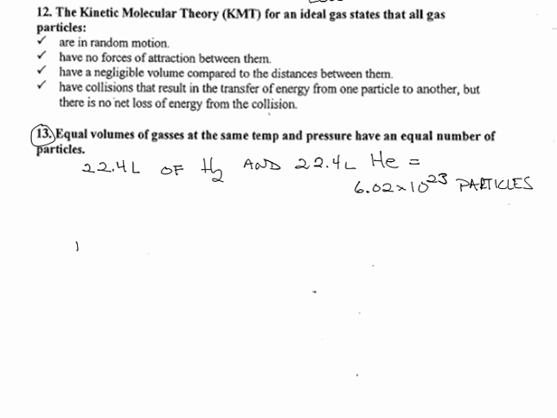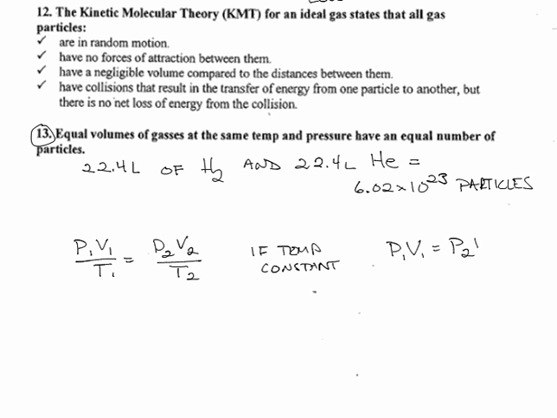Our combined gas law is P1V1 over T1 equals P2V2 over T2. If the temperature stays constant, we can cross off the temperature terms, and we're left with P1V1 equals P2V2. If the volume is held constant, then we're left with P1 over T1 equals P2 over T2.